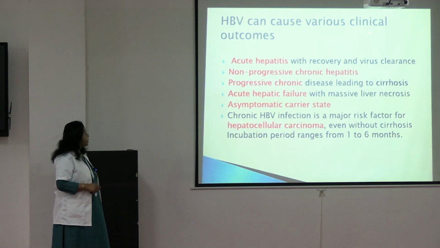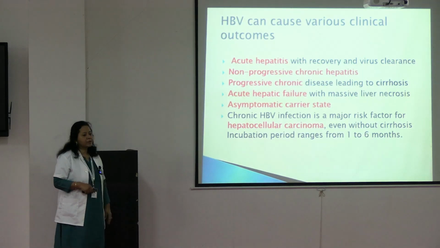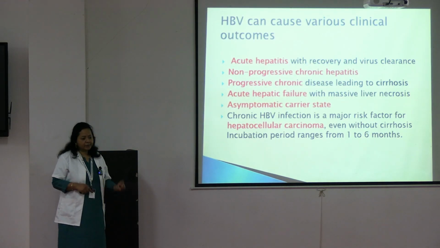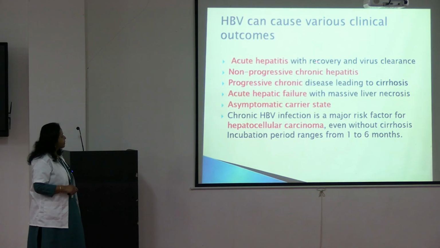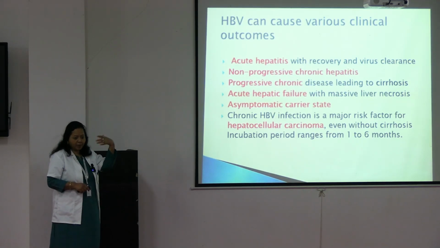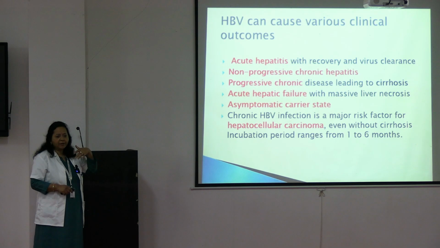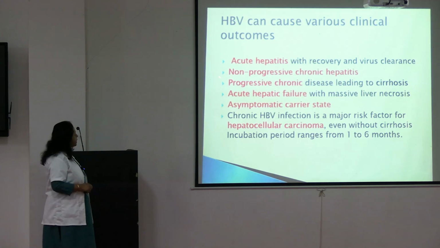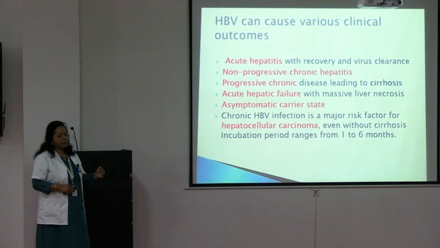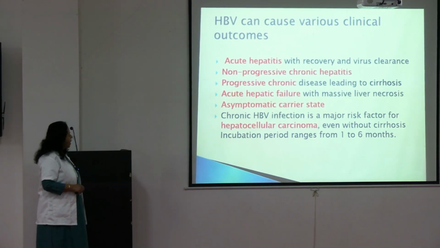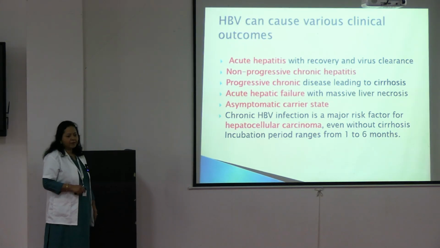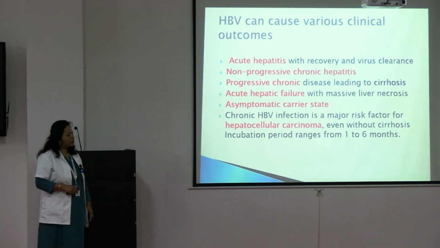HBV can cause various clinical outcomes. It can cause acute hepatitis with recovery and virus clearance. That is the best outcome: acute hepatitis finished, virus cleared, and you are fine. Next is non-progressive chronic hepatitis, where it stops at one stage but is chronic. Then progressive chronic disease leading to cirrhosis. This is very bad.